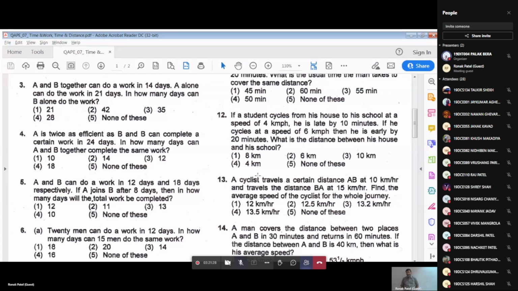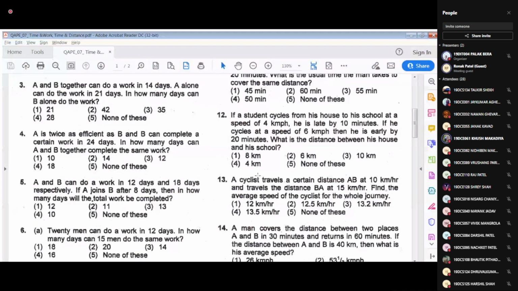Sir, speed is inversely proportional to time. Hmm. And in first case, he is late by 10 minutes. So let's assume that he reaches the school at time t. So t plus 10. Then, sir, 6 kilometer. Okay, let me see one by one answer. Then possibly might be 6 kilometer. Let me see in that. And in second case, he is early by 20 minutes. That means in that case, it is t minus 20, right? Look, I'll think in this way.